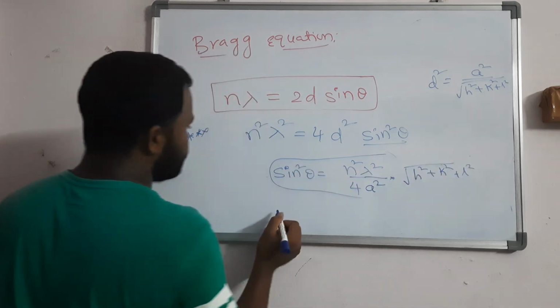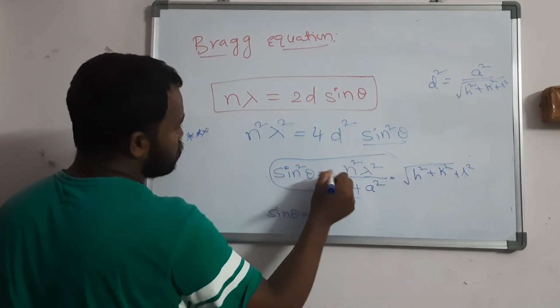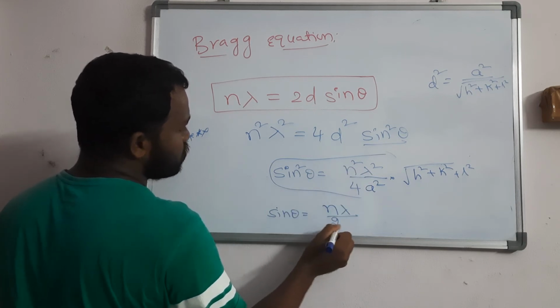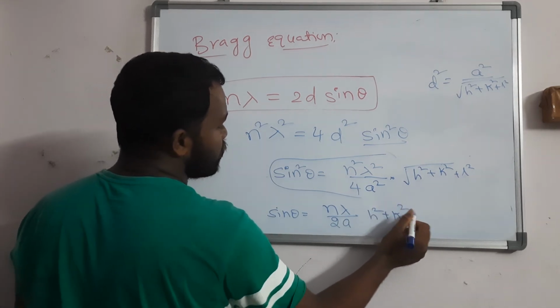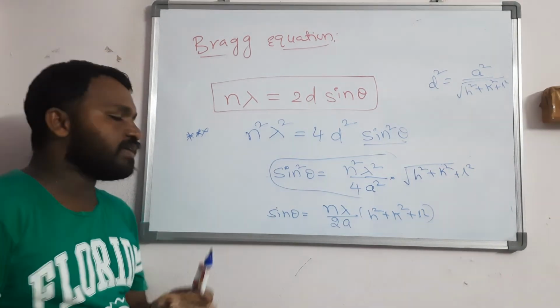If you want sin theta only, taking the square root you will get n lambda by 2 times a, where the a cancels, and you will get under root h square plus k square plus l square. This is the important formula they will ask in competitive examinations.